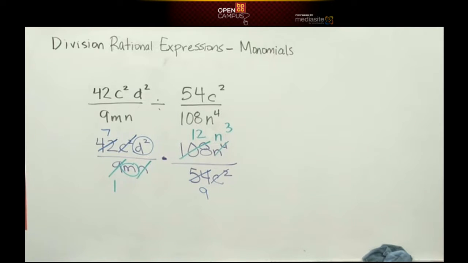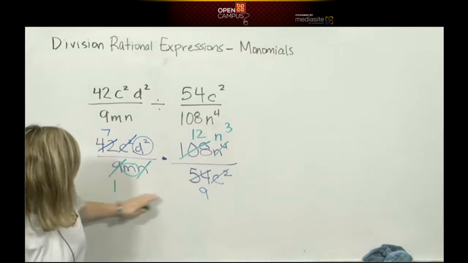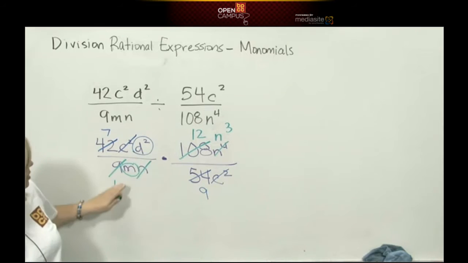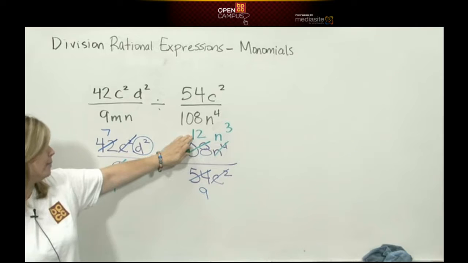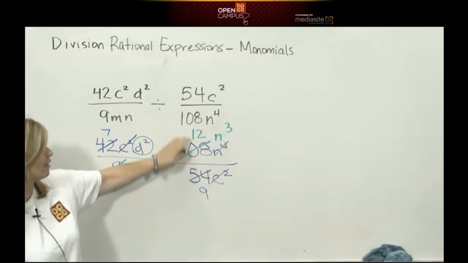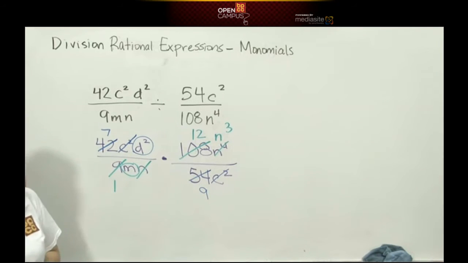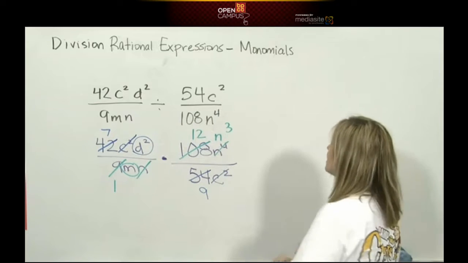We've done all our dividing. Let's see. 7 is in the numerator, nothing to divide with. We have a d squared, nothing to divide with. Oh, we have a 12. But wait a minute. Can't 12 and 9, don't they have a greatest common factor? They sure do. So I can keep doing the division process.